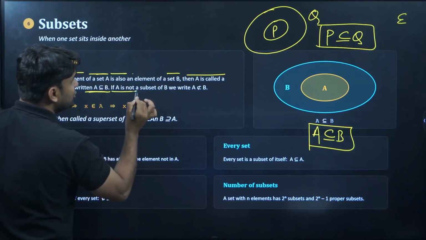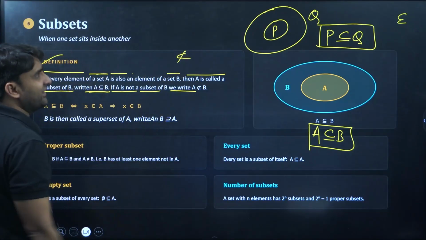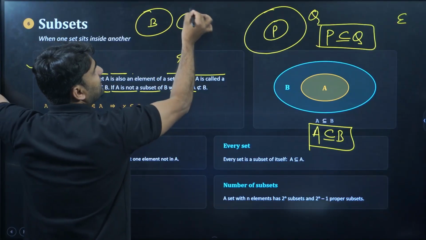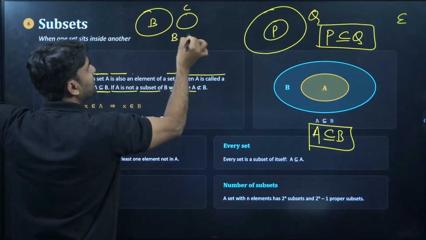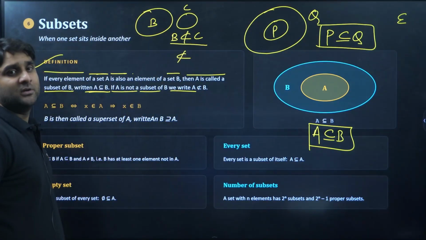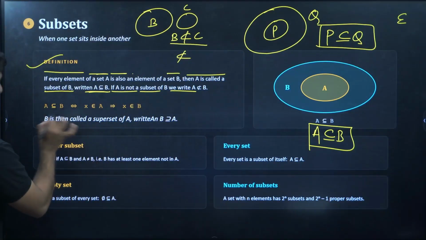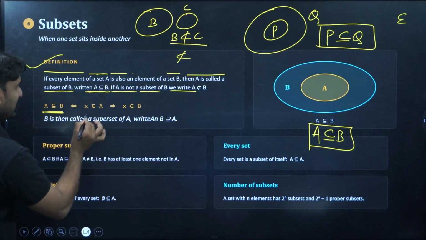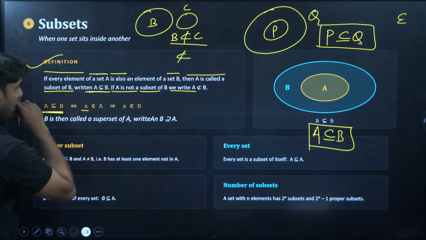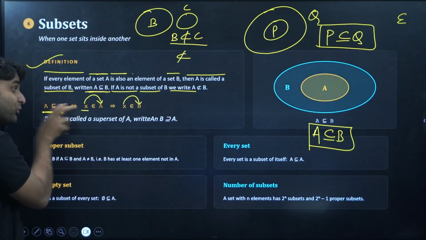If A is not a subset, we write this. For example, here B and this is separate, C. So what will be the relation? Both are separate, so B is not a subset of C, or C is not a subset of B. But if a set is present inside another set, this will be the representation. So if A is a subset of B, it means that if X is an element belonging to A, X will also belong to B, because A is contained in B.